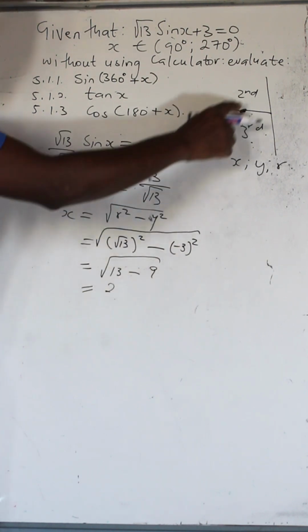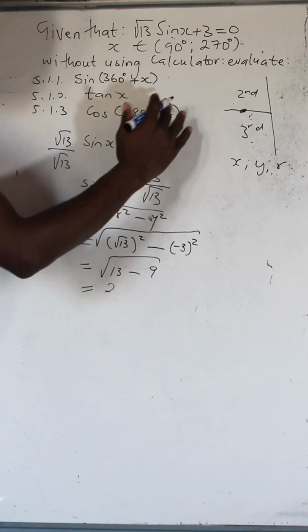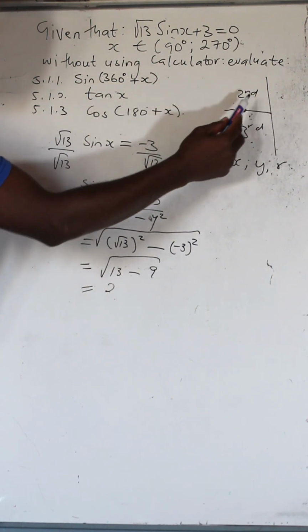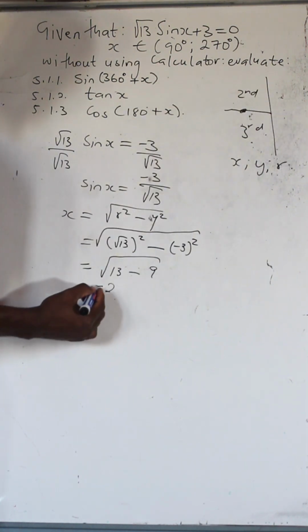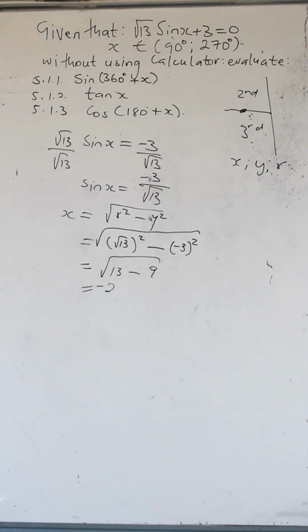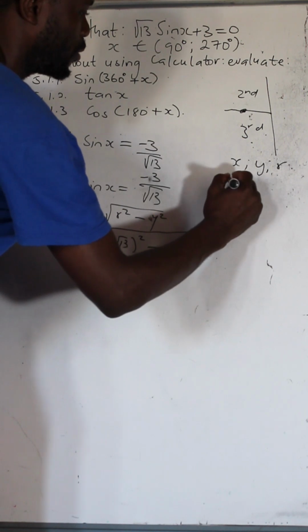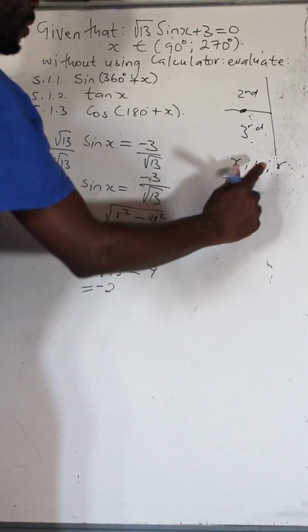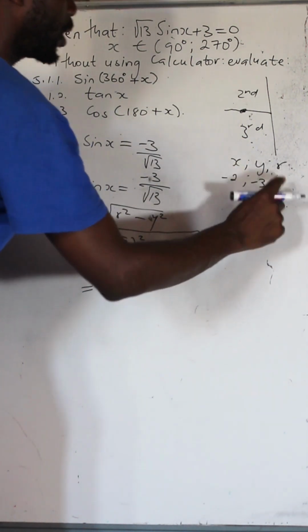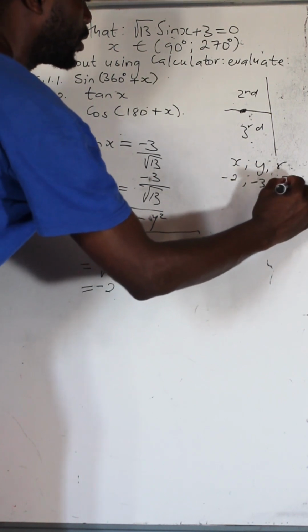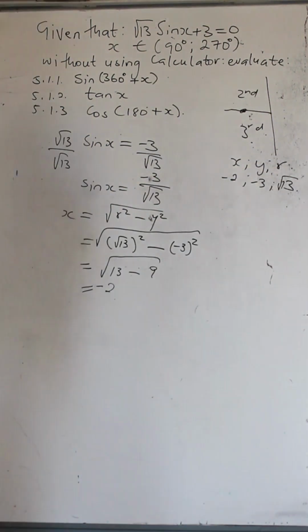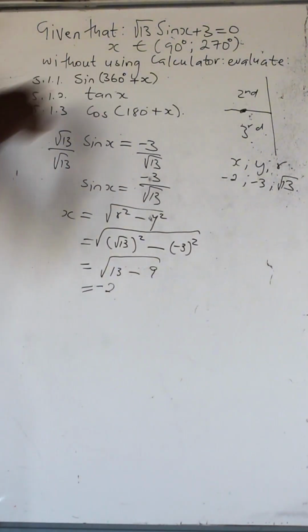Now since we are in this side of the Cartesian plane, on the second and the third quadrant, our x is expected to be negative. So then we'll have x as negative 2. So now we have negative 2 for x, and our y is negative 3, and our r is the square root of 13. Now that we have this, we can answer this question.